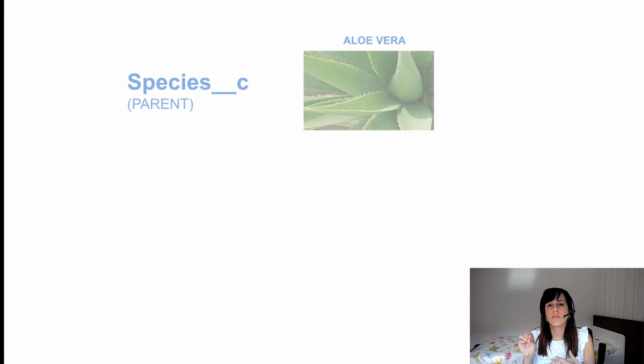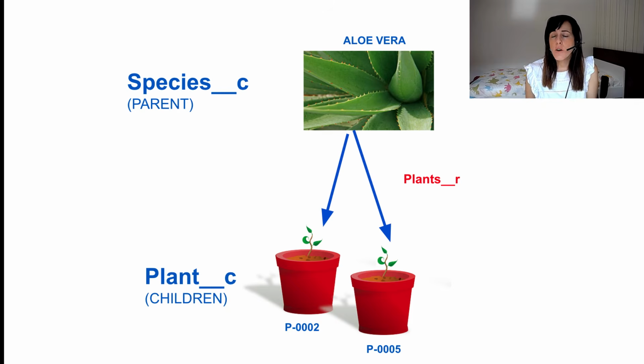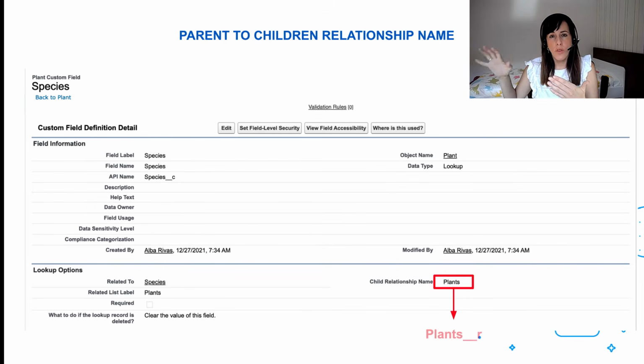So now let's take a look at the other way in which we can bring related records information into a query. These are parent-to-children relationship queries. In this kind of queries, we execute the query against the parent and we bring all its related children information. So what we will need to do to include those children into the query is to use a subquery on the child relationship name of the lookup or master-detail relationship field, followed by __r.